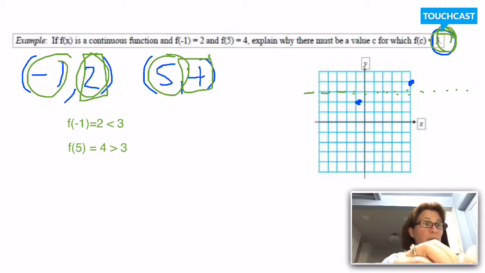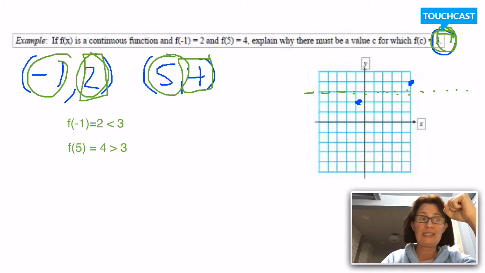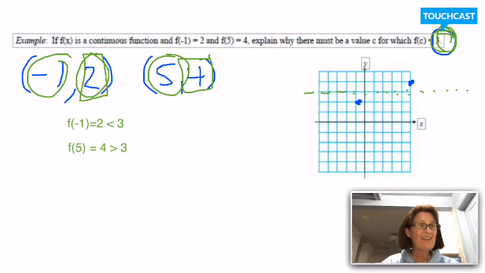So here's your first step as you write up your answer. You want to show that you've recognized that you have a y value on your function that is bigger than the y value you're interested in, and you have one y value that is less than the y value you're interested in. So here's what I've written. I knew that f of -1 was 2, and that's smaller than my target y value. So I've written f of -1 is 2, which is less than 3. And I've written f of 5 is 4, which is greater than 3.